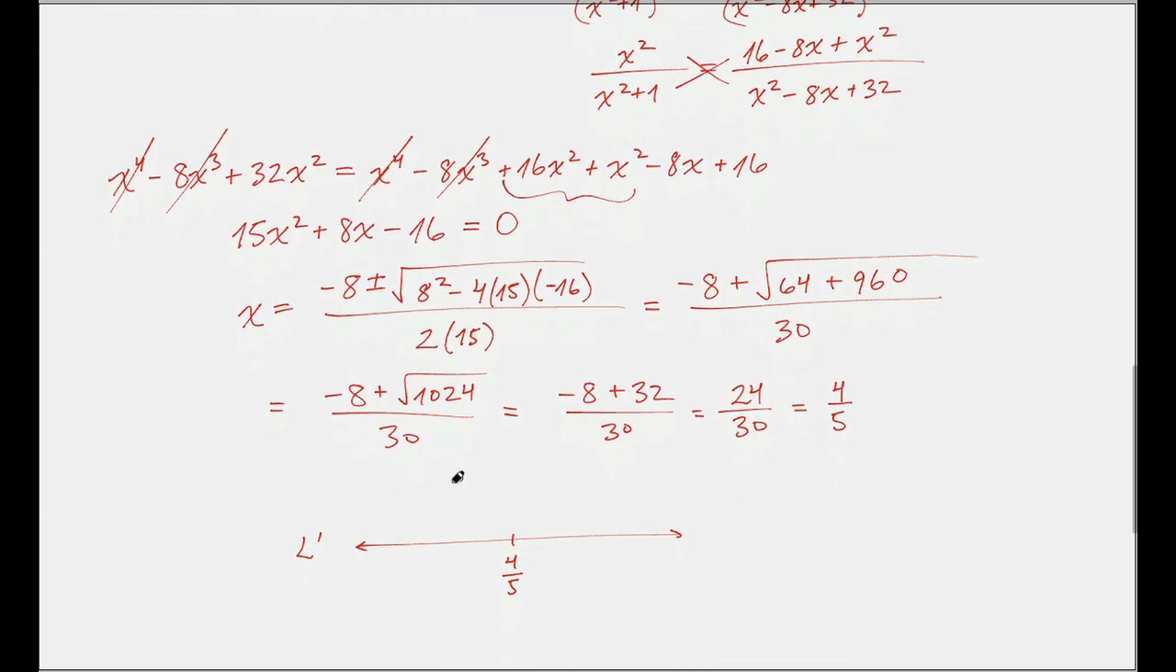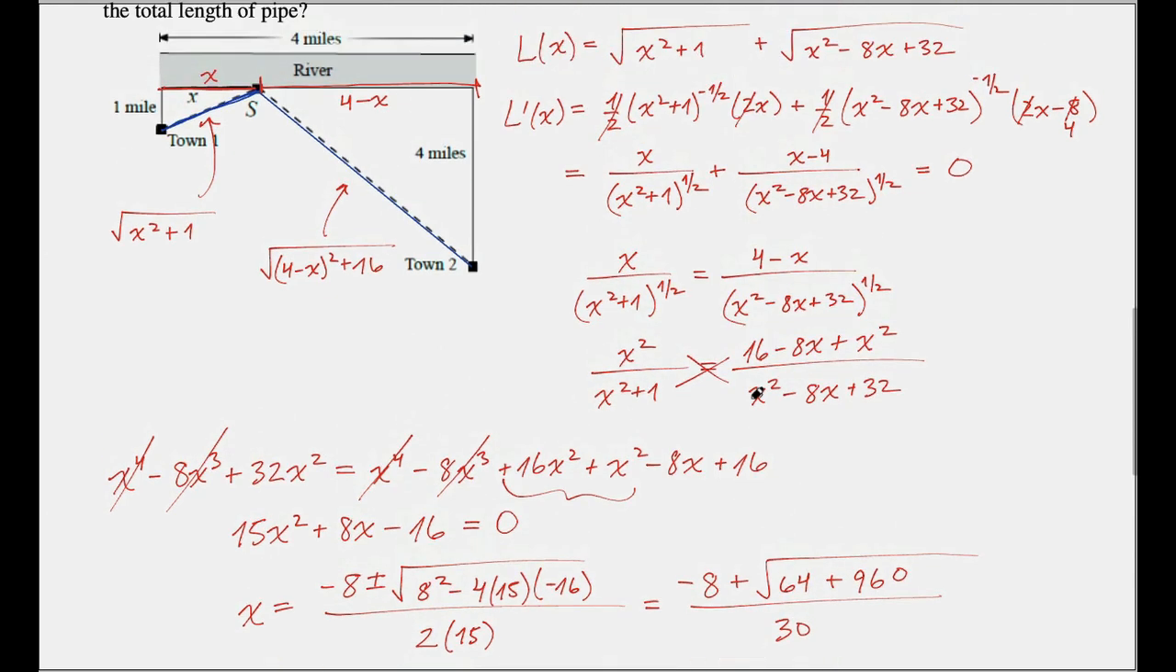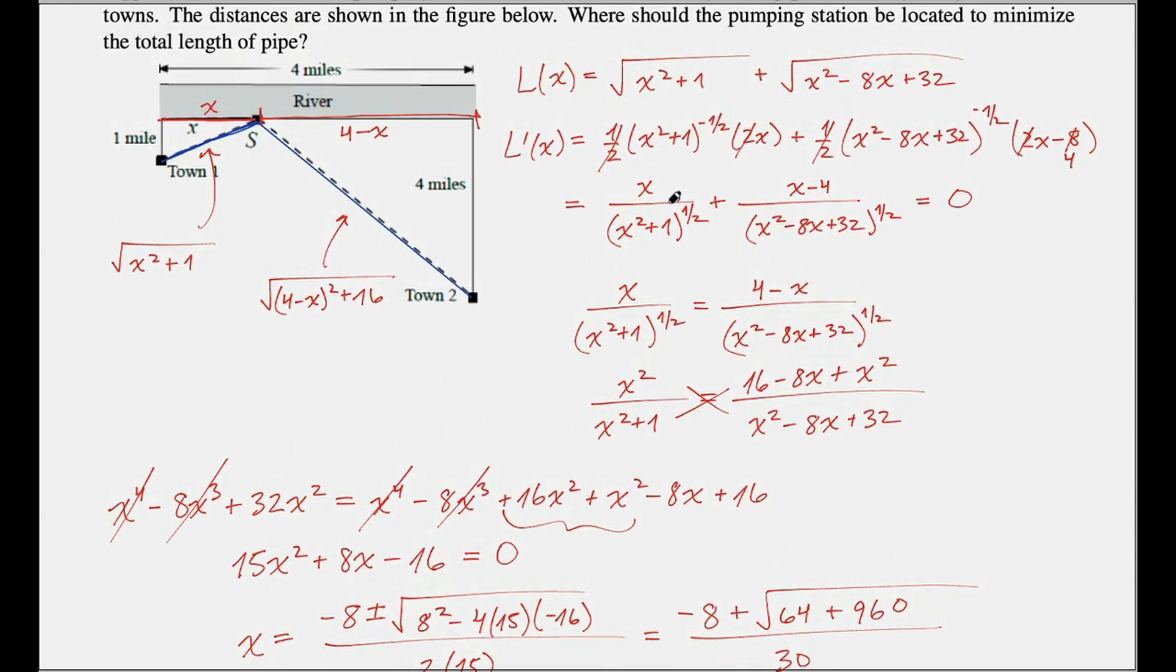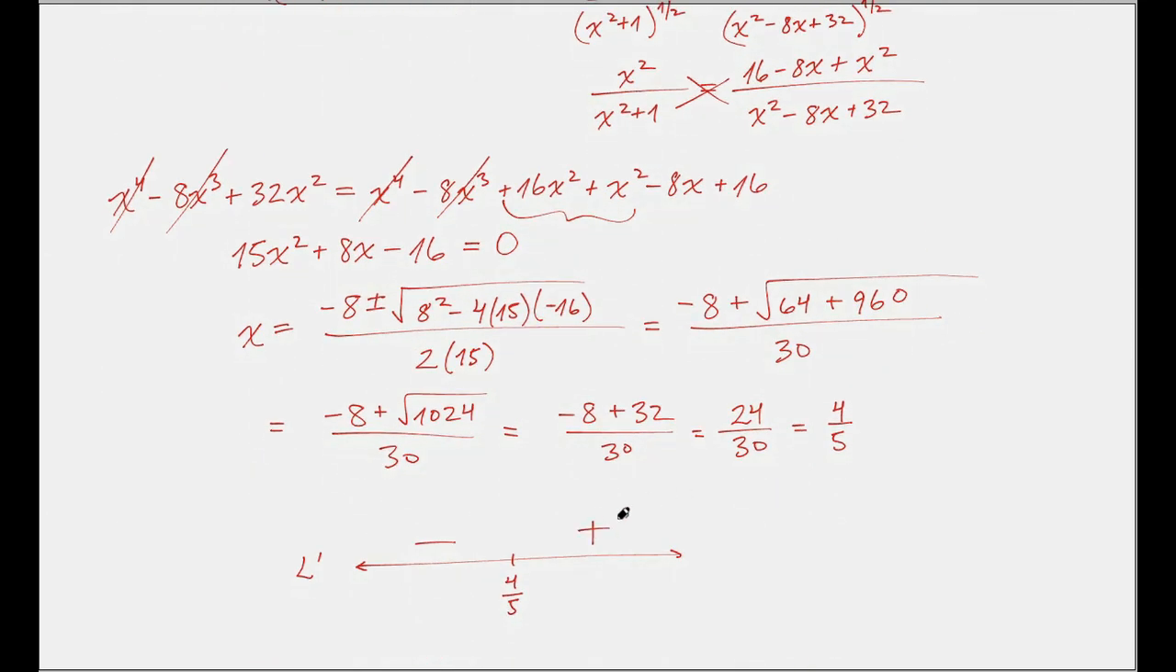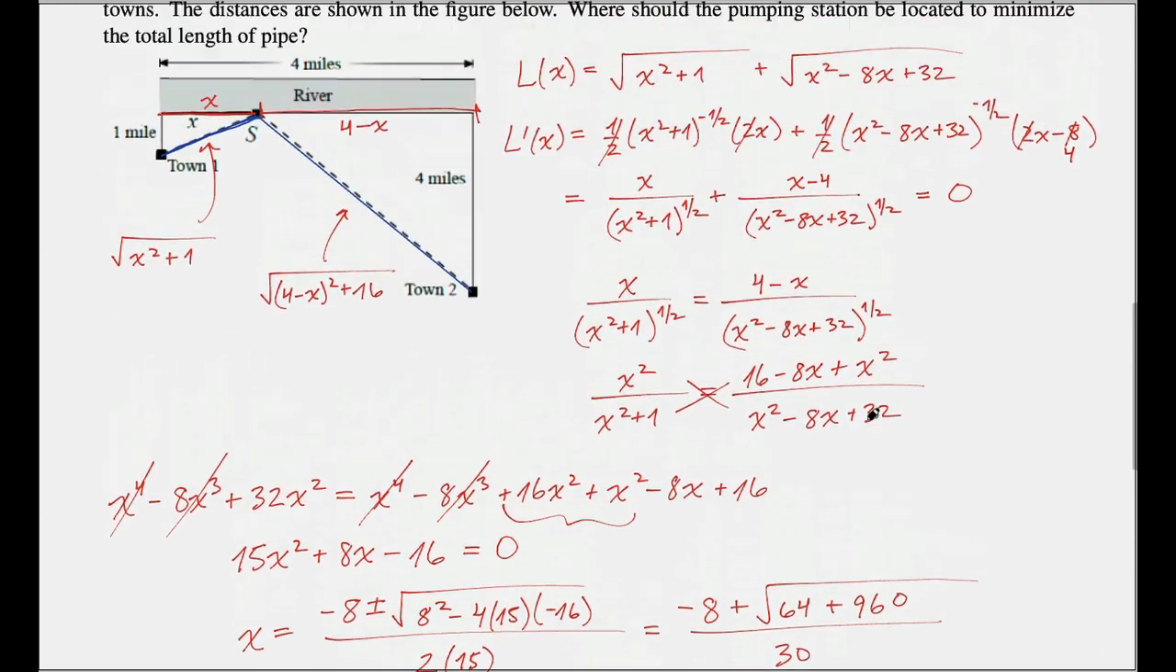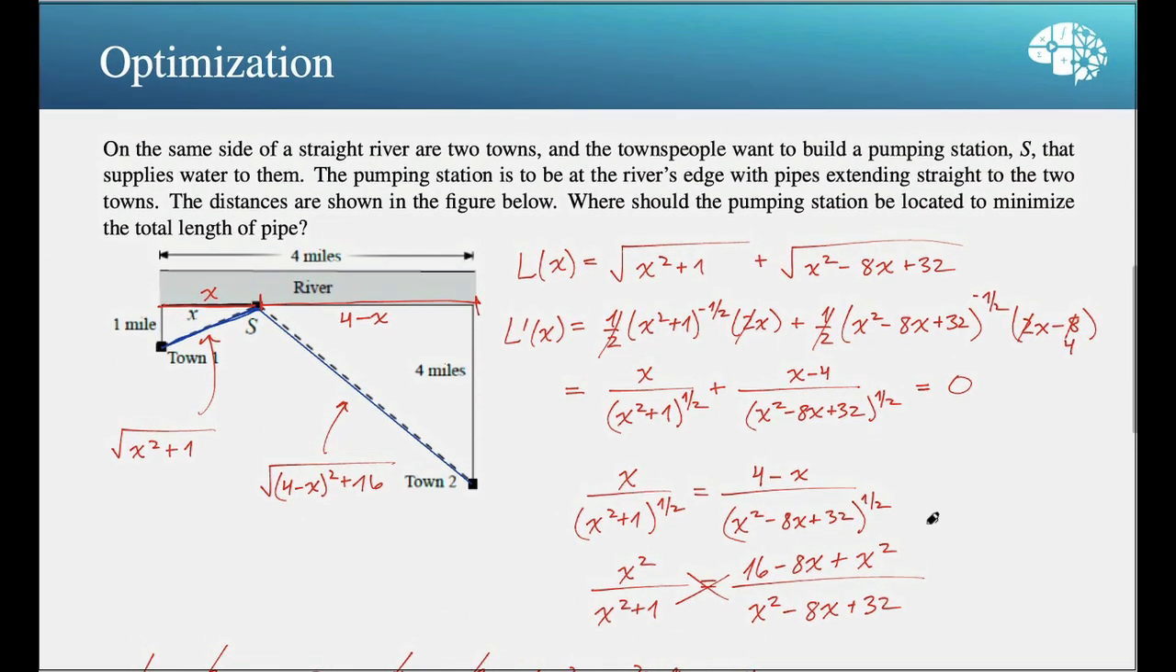So our derivative over here is negative, meaning the function's decreasing. And if we plug in a number bigger than 4/5, let's plug in 4. This is 0, and we get 4 over square root of 17. That's a positive number. And so our function is decreasing and then increasing, so we have a relative minimum at 4/5. So we know that critical number does give us the minimum that we're looking for. So to minimize the total length of pipes, the pumping station should be located 4/5 of a mile down from town 1.